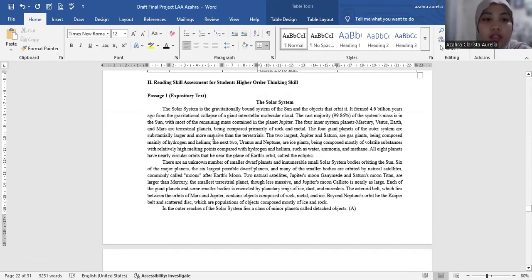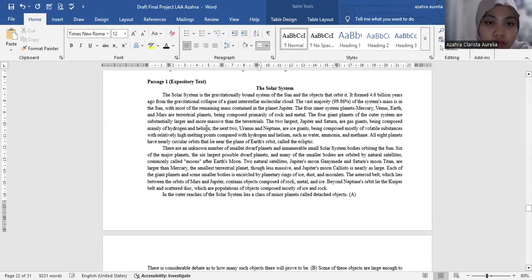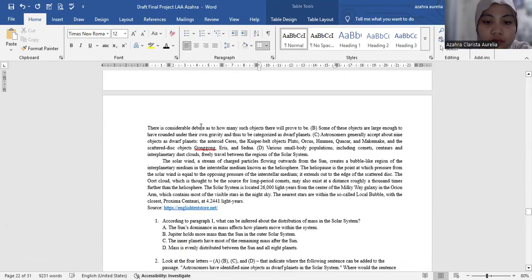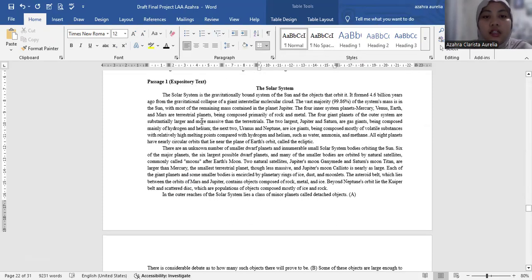And then here is the reading skill assessment for high order thinking skill students. The first passage is an expository text about the solar system. The passage is dense and rich in information. It describes scientific classifications, relationships, and concepts.